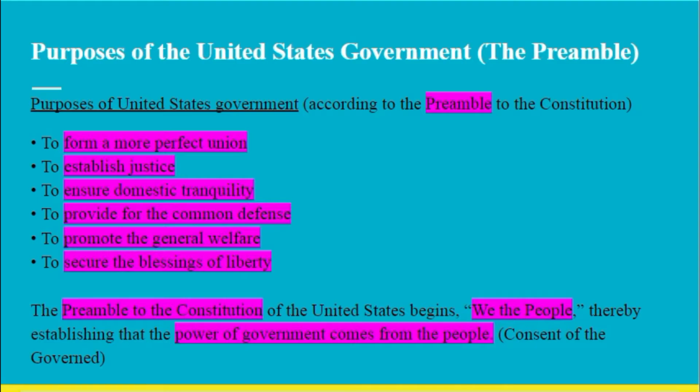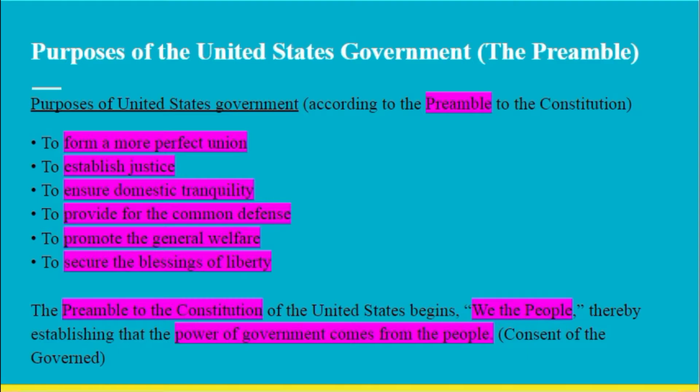Then we look at secure the blessings of liberty, and this is to uphold our rights. And when we talk about natural rights, what we looked at in the Declaration of Independence, the blessings of liberty is talking about the government should not get any further or take away more or do anything other than protect our rights as natural humans.